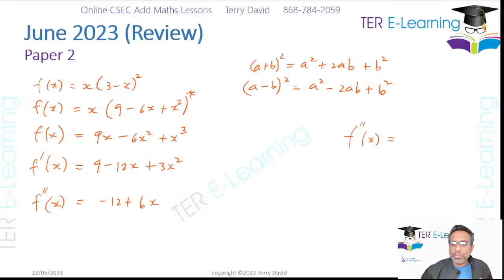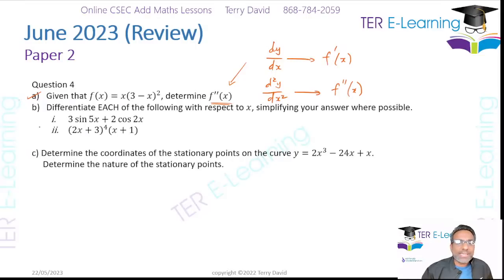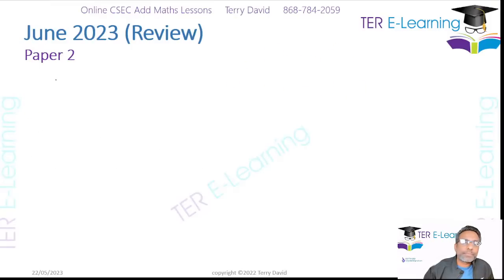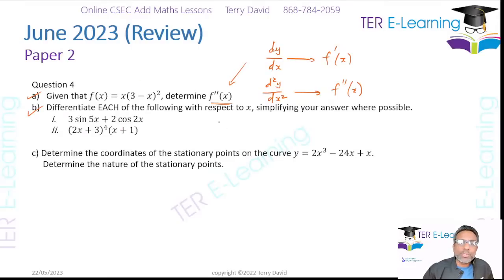So this is one simple question that could potentially come in your exam. That's our second derivative. Part B is a standard question that they bring in the paper. I have 3 sine 5x plus 2 cosine 2x, and you want to differentiate this. Now, what CSEC tends to do sometimes is they don't normally write it as y is equal to something, and then we have to go find dy/dx. So what we have to do in this case here?